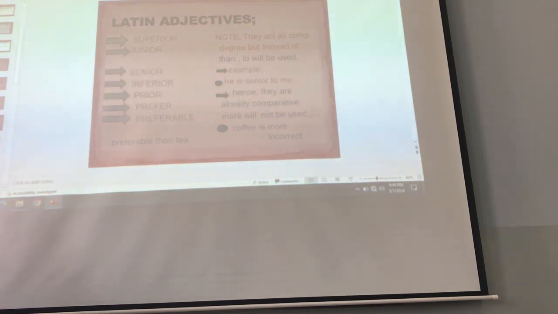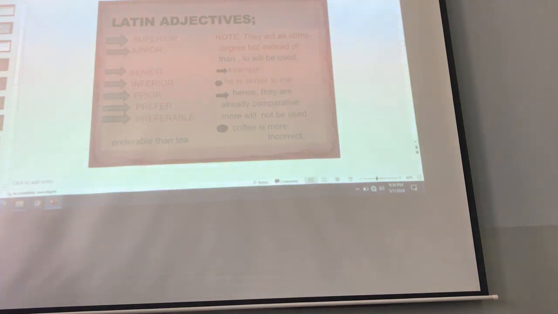I can read some for them. Superior, junior, senior, inferior, prior, prefer, preferable. So the main point of discussion here is how Latin adjectives are used. Latin adjectives are already in the comparative degree, so we cannot make the superlative degree of them. That's why we cannot add any words like more or most to them.